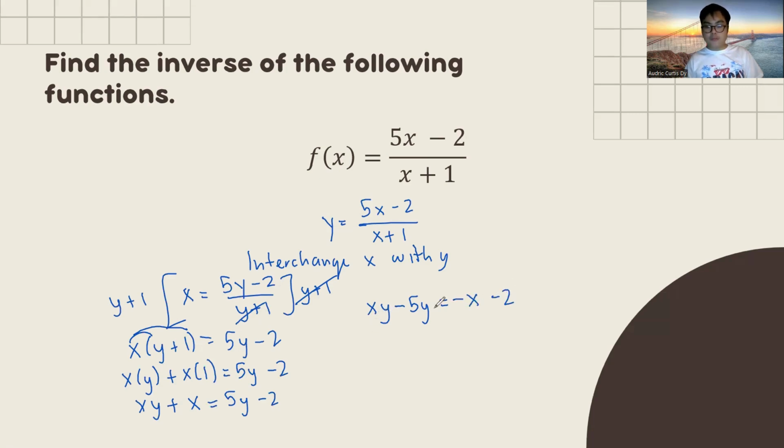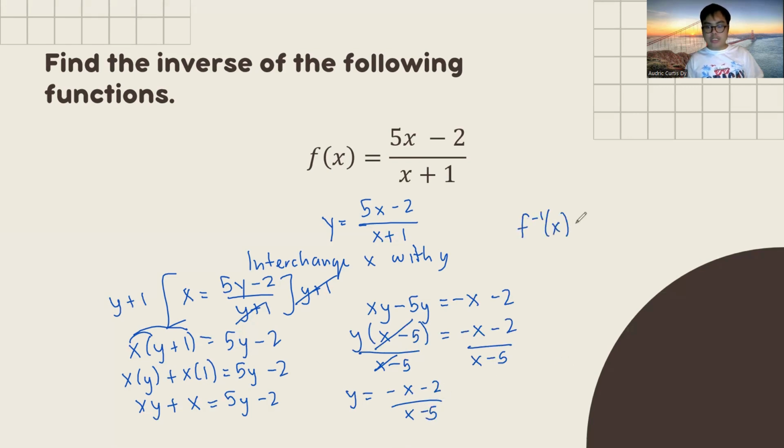So the common factor between these two is y. We're going to take out the y. Then what will remain is x minus 5 is equal to negative x minus 2. So, dividing both sides by x minus 5. Okay, so here is the result. So, this will become y is equal to negative x minus 2 over x minus 5. So, in short, the inverse of the function is negative x minus 2 over x minus 5.